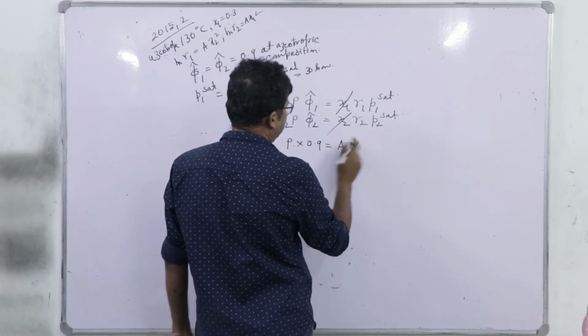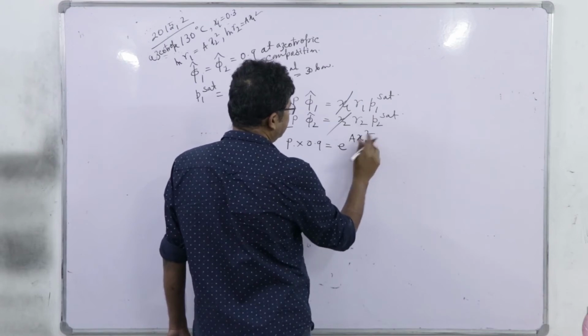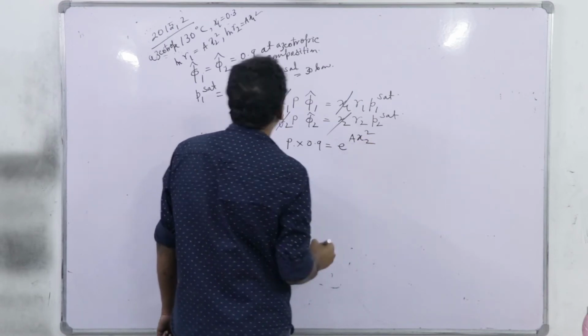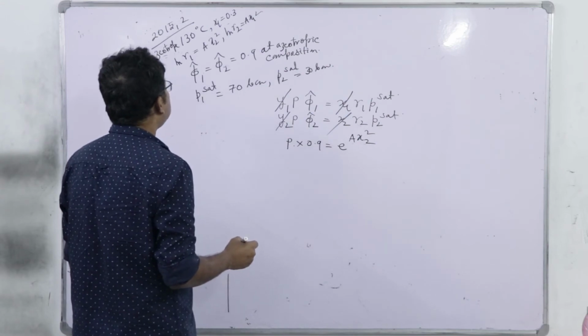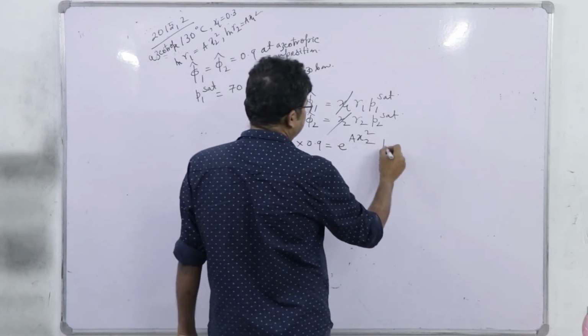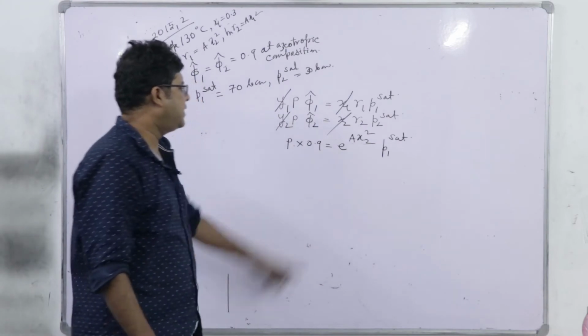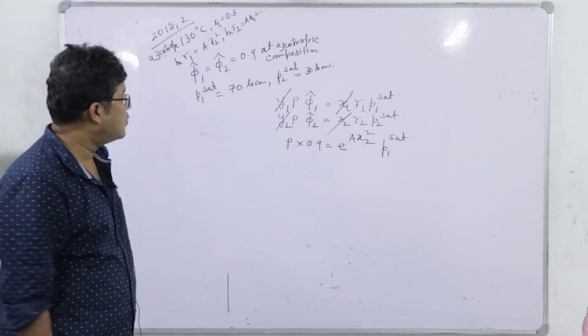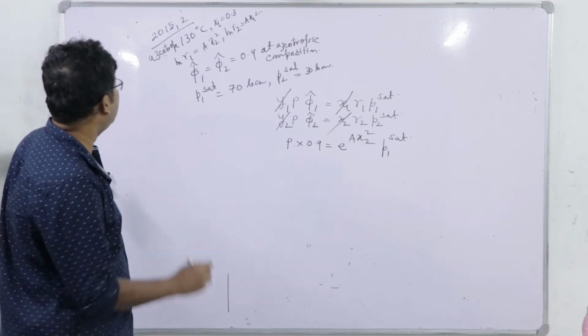is equal to gamma 1. Gamma 1 is equal to exponential of A into x2 square, into this P1 sat. So everything is known except the value of A. So A is to be solved. How can we solve A?